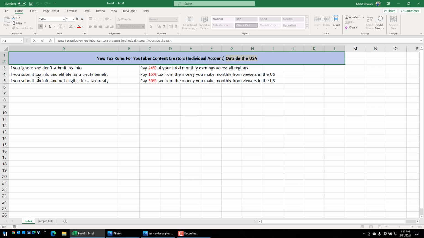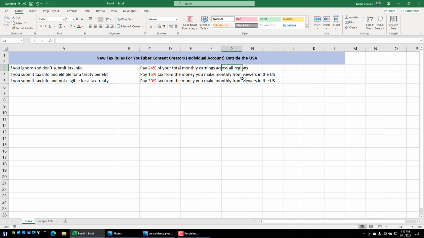And remember, the first one is across all regions. The second one is only from the United States. And I'm going to explain all these things in the next slide. The third case is that if you do submit the tax information, however, unfortunately, there is no tax treaty between your country and the United States, then you are liable to pay 30% tax, once again from all the views that are generated from the United States. Not across the world.